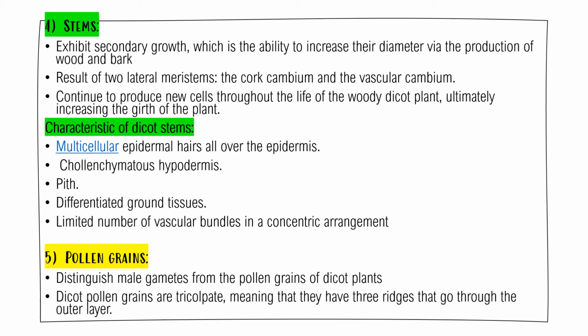Fourth is stems. Dicots exhibit secondary growth, which is the ability to increase their diameter via the production of wood and bark. This is the result of two lateral meristems, the cork cambium and the vascular cambium. These lateral meristems continue to produce new cells throughout the life of the woody dicot plant, ultimately increasing the girth of the plant. The rigidity of wood and bark provides mechanical support against gravity and desiccation to dicots, allowing them to grow large, tall, and solid.